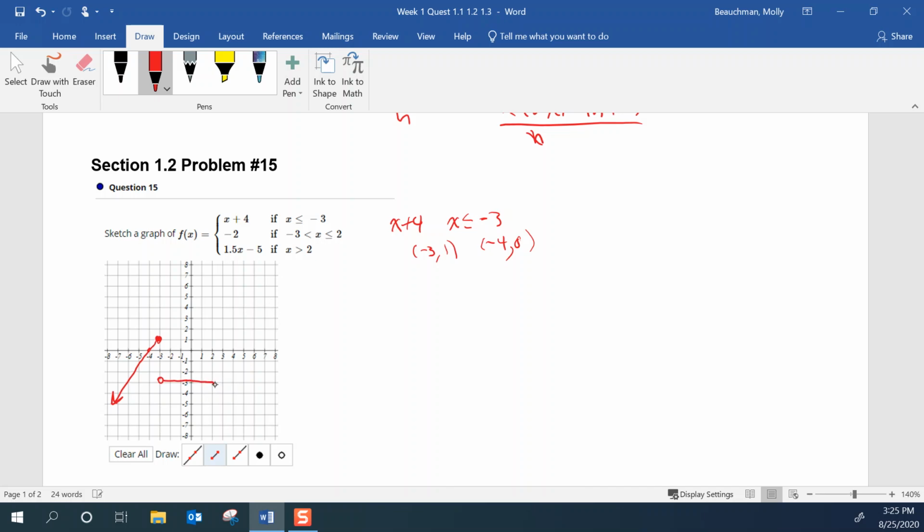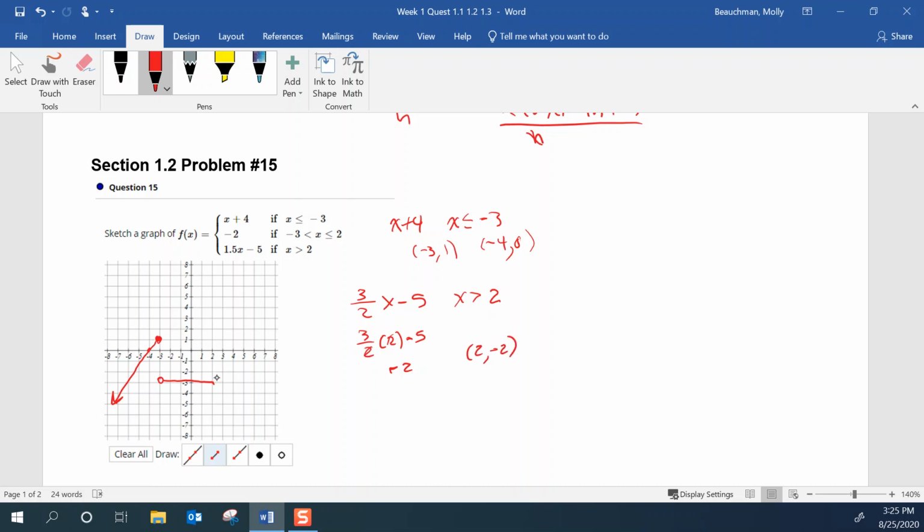Now I'm not going to put an open or closed circle yet because I need to see what happens on the next graph. So now I'm going to graph, I'll write it as a fraction, 3/2 x minus 5 for x values greater than 2. So when we put a 2 in there, I get 3/2 times 2 minus 5. 3 minus 5 is negative 2, so I get the coordinate 2, negative 2.